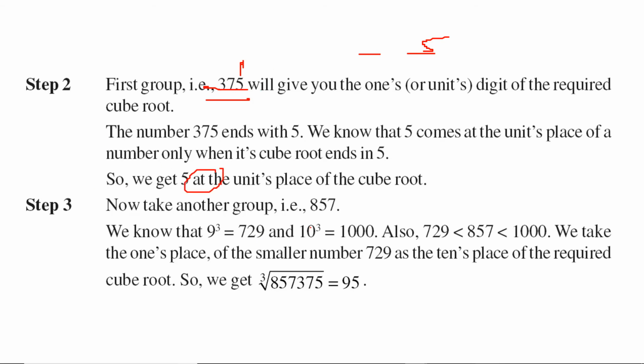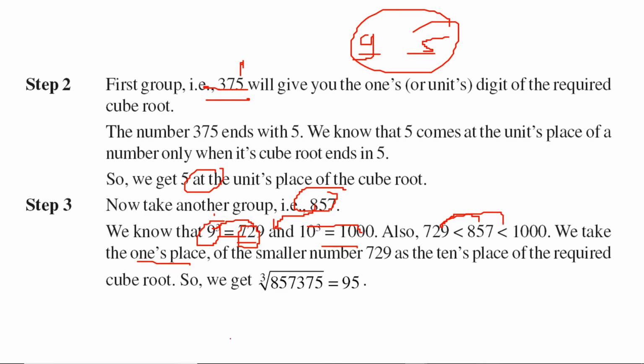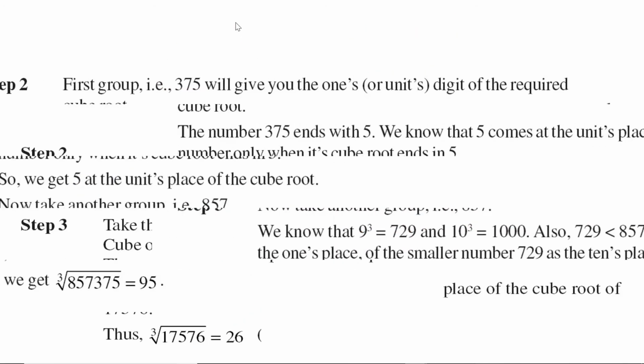Now the other number is 857. We know that 9 cube is 729 and 10 cube is 1000. So 857 lies between 729 and 1000. So the smallest number, 729, which is nothing but 9 cube, its base we place in the tens place of the required cube root. So we place this 9 here. So 95 is our cube root. This is how we find out the cube root.